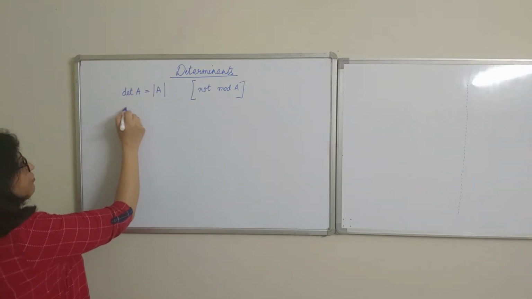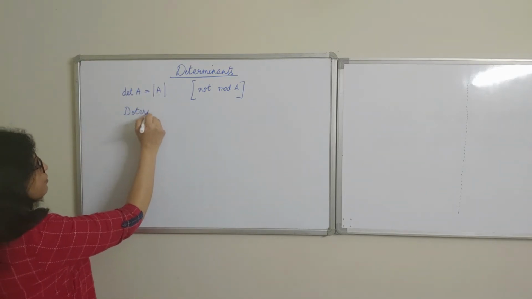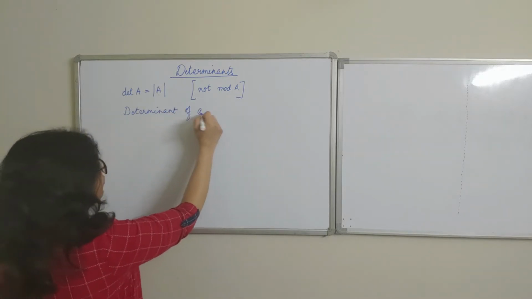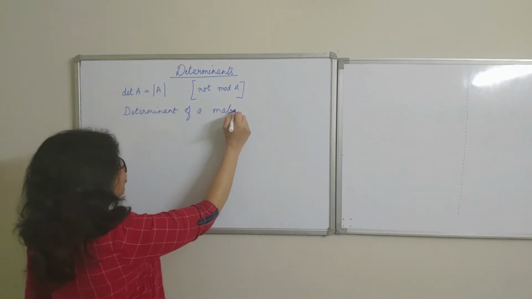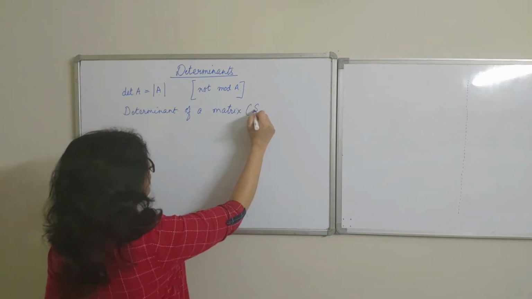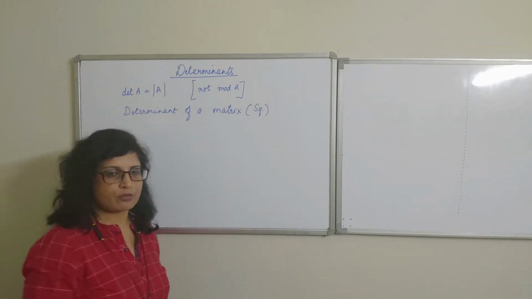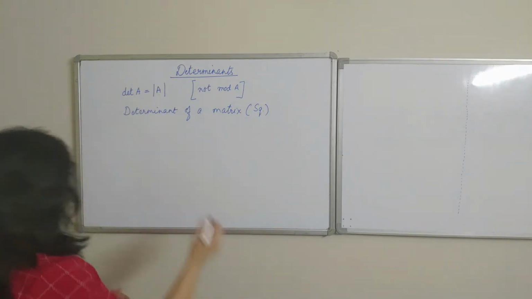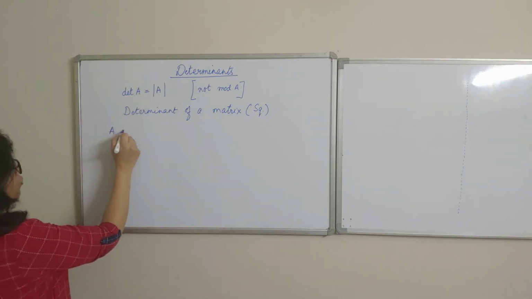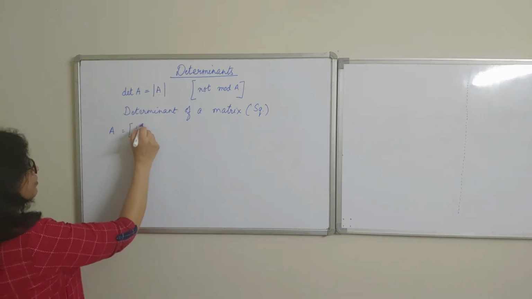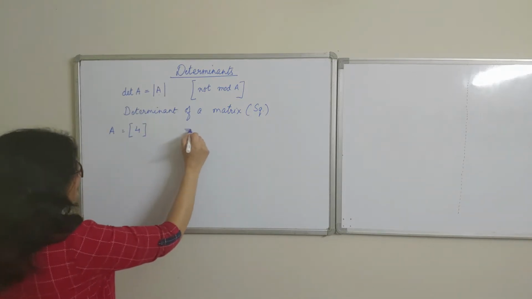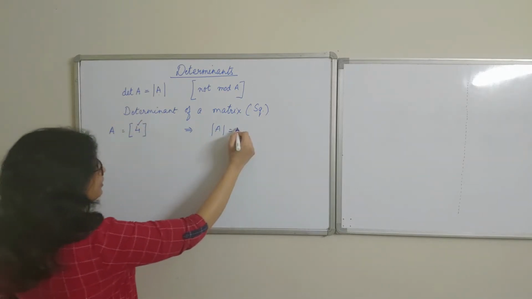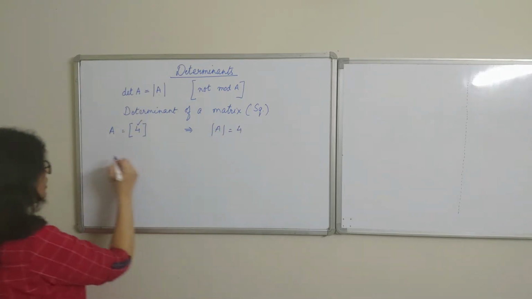So whenever we find out the determinant of a matrix, it has to be well understood that the matrix is a square matrix. Whether it is mentioned or not, it has to be a square matrix. So if we take a matrix A of order 1 by 1 this way, then the determinant of A is the real number, that is 4 in this case.